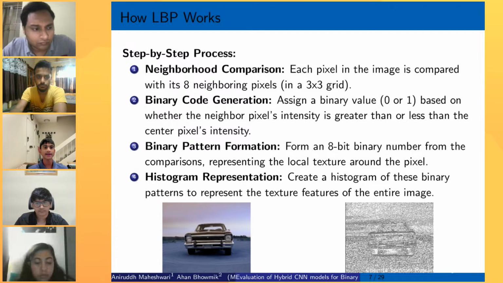Finally, we concatenate all of these numbers and form an 8-bit binary number, which we convert to decimal and assign the center pixel that value. From this, we concatenate all of the results for every single grid and create a histogram of it. And over here, you can see that this image, after putting the LBP feature descriptor, shows all the local textures present in the car and its background.